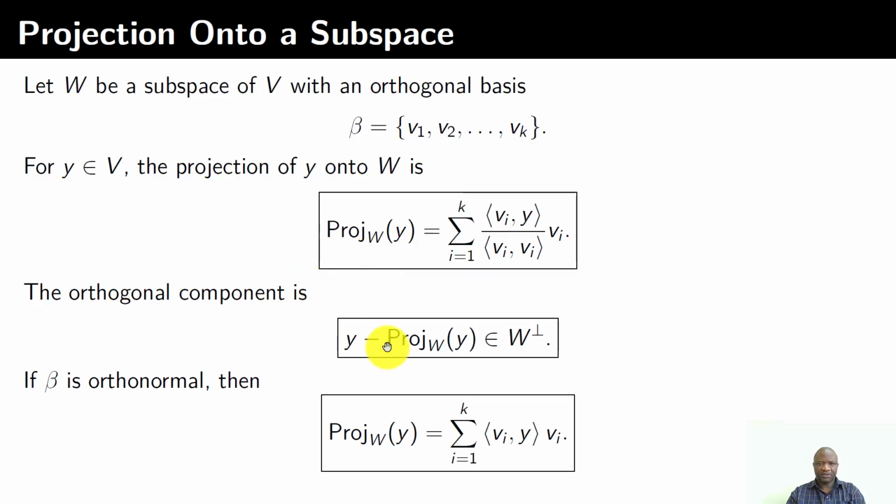The orthogonal complement, as usual, we can say z, which was z. z will be equal to y minus the projection of y onto W, where we know this one is a vertical component, so we can say this is a member of W complement. So if beta is an orthonormal basis, as you said before, the norm of this vector vi becomes 1. That's why the formula changes to this one.